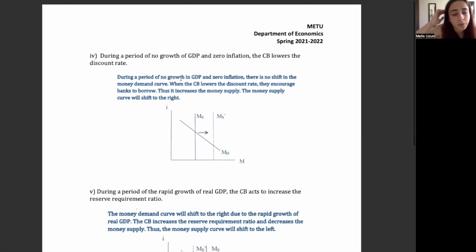During a period of no growth of GDP and zero inflation, the central bank lowers the discount rate. If there is no growth of GDP and zero inflation, we don't have a shift in the money demand curve. If the central bank lowers the discount rate, it encourages banks to borrow, so it will increase the money supply. So only the money supply curve shifts to the right, like here.